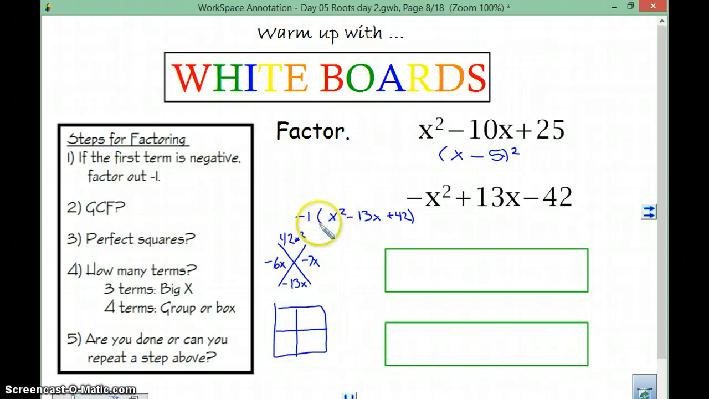Use the numbers from inside here. That's what we're factoring. That becomes x squared, 42. Now take these numbers to plug in this side. Negative 6x, negative 7x. You end up with x minus 6 times x minus 7. Final answer: negative 1, that's your GCF you took out, times x minus 6 times x minus 7. All right? Let's try the next one.